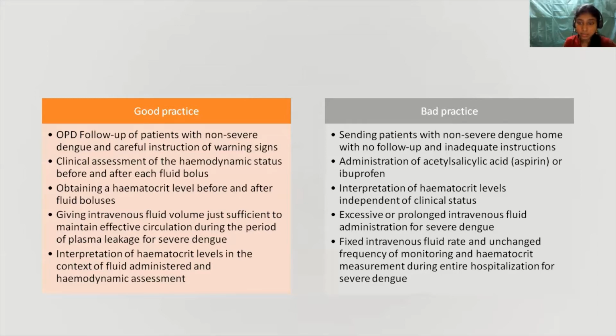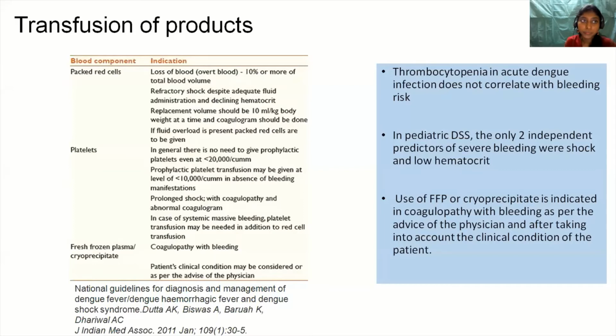We should always interpret the hematocrit levels in the context of the fluid administered as well as the hemodynamic assessment. Some of the bad practices are giving excessive or prolonged IV fluids, and also sending patients with non-severe dengue home with no follow-up and giving inadequate instructions.